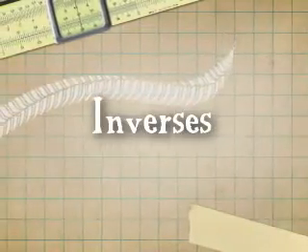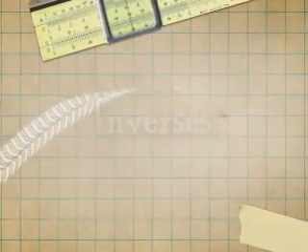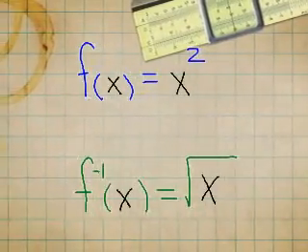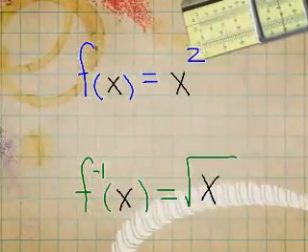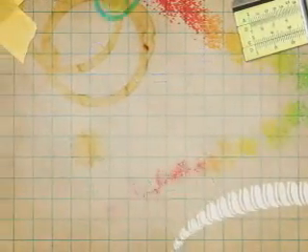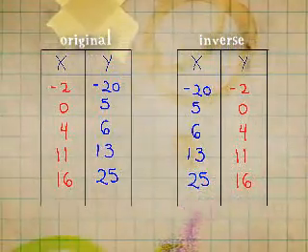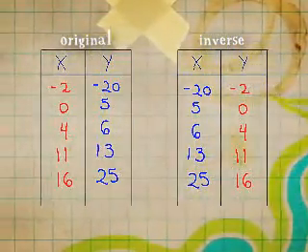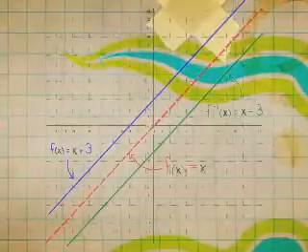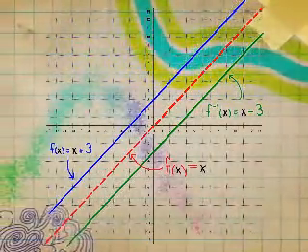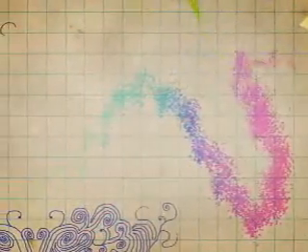So, recap time. Inverses are like taking a function and undoing it. If the original function is f of x, we label the inverse with an f to the negative 1. With a table, we just switch the x and y of each pair. With a graph, we reflect over the line y equals x. And with a function rule, we follow 4 steps.